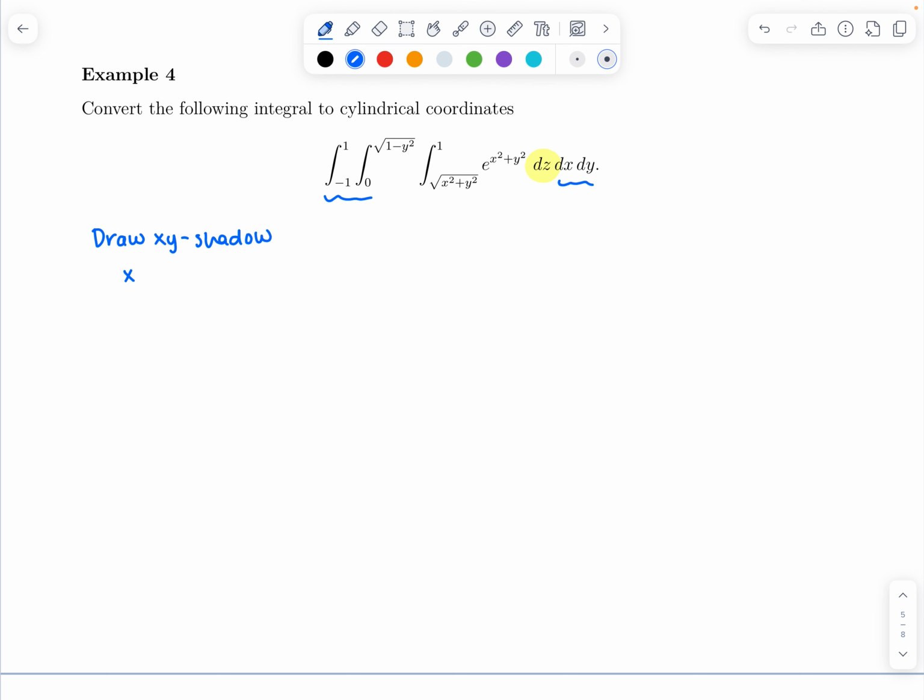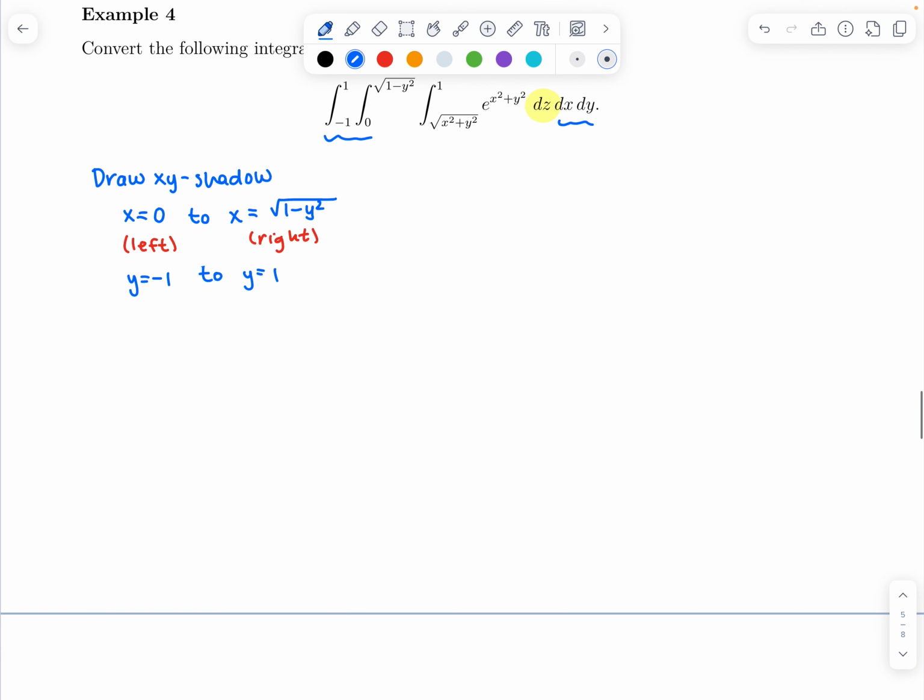So x is going to vary from its bottom bound of 0 to x equals the square root of 1 minus y squared. And I know that when I draw this, this is going to correspond to my left function in my shadow and my right function in the shadow. My y values are told to range between y equals -1 and y equals 1, just using the bounds on my outer integral.